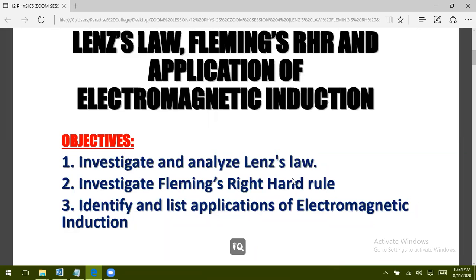And we'll also try to identify and list applications of electromagnetic induction. So those are 3 objectives for the aim that I have for this presentation.